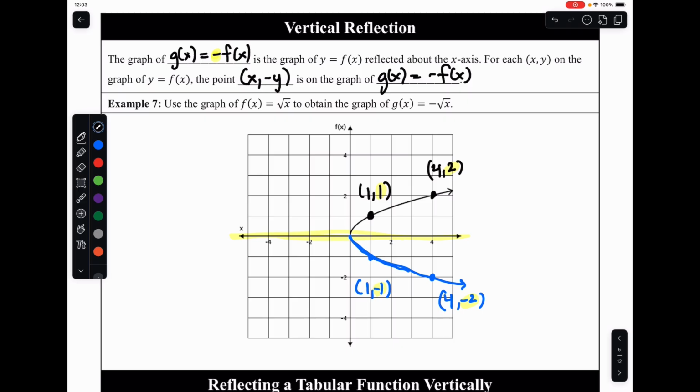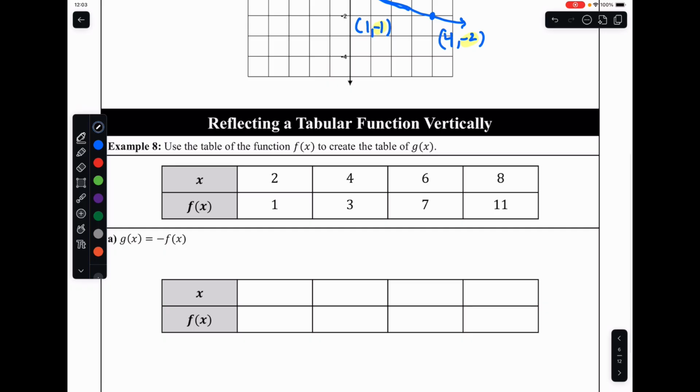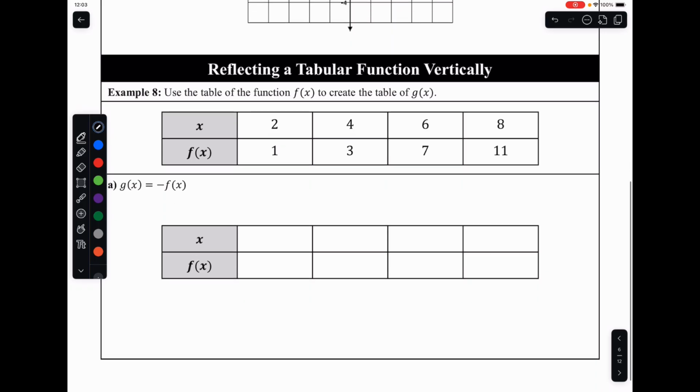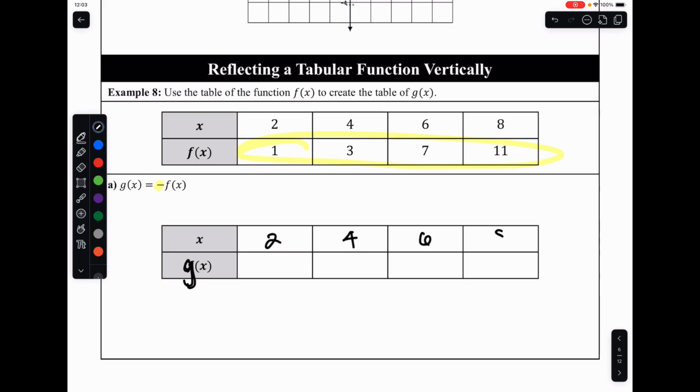So if I look at the table, what does that mean? That means, again, that my y values are going to simply be the opposite of what they currently are. So let's say I have a table representation of my function, where these are the inputs and output values, and I want to create g of x. This notation, as I mentioned earlier, is going to result in multiplying all of your y values by negative 1. So your x values are going to stay the same as 2, 4, 6, and 8, but your y values are going to change to negative 1, negative 3, negative 7, and negative 11.